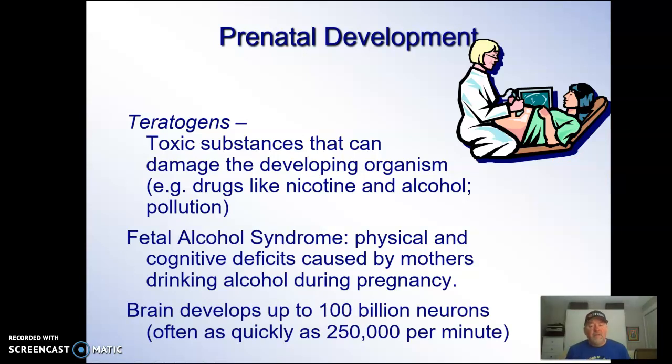Because, as you can see here, the brain develops up to 100 billion neurons. That's a lot. And at some point when the brain's really cooking, when you're developing, you can get 250,000 per minute.